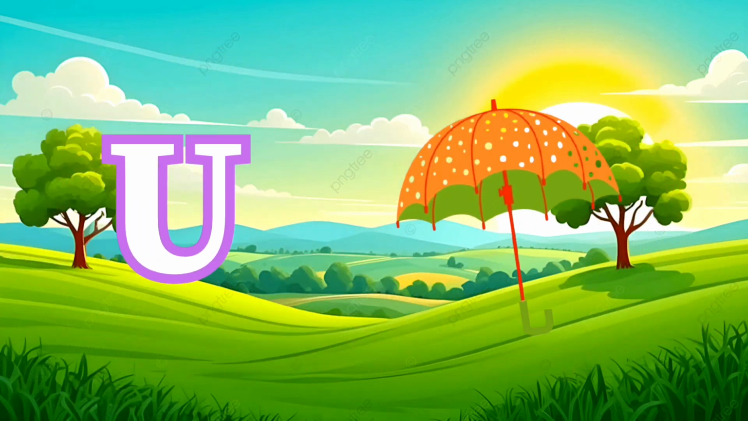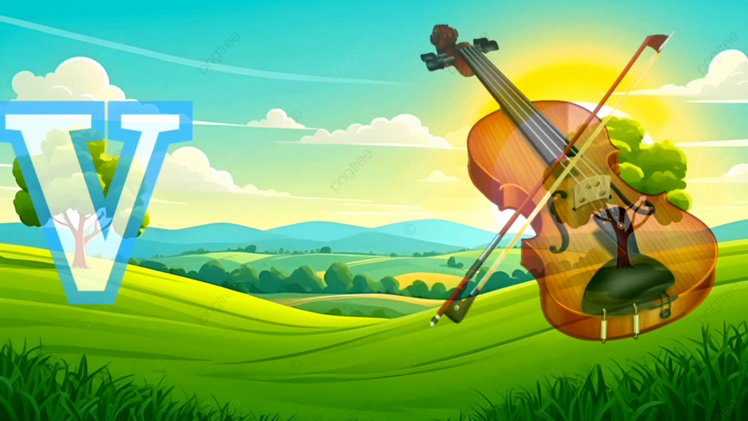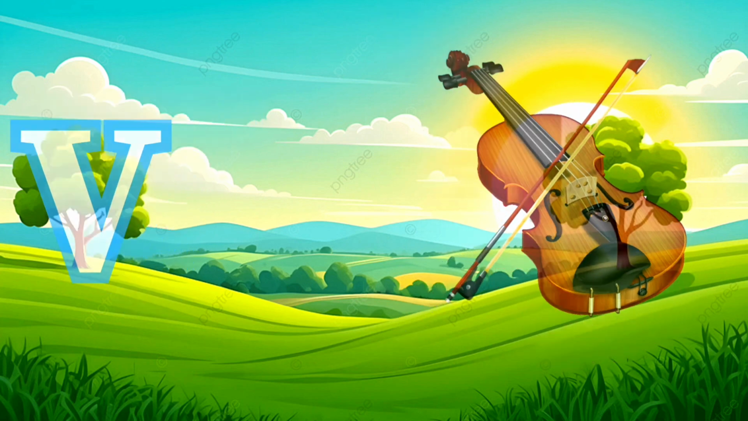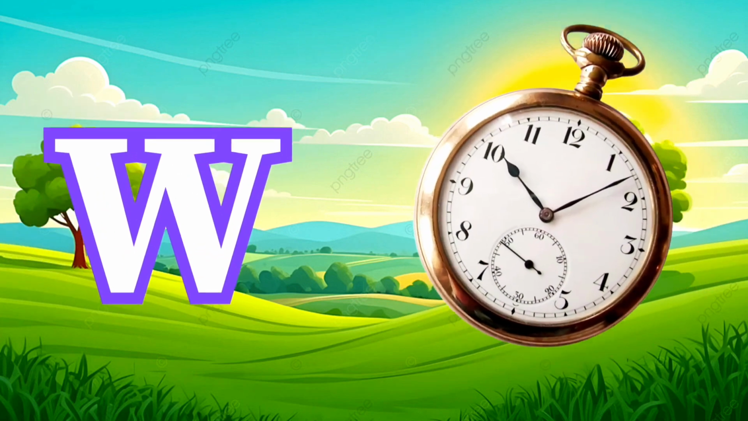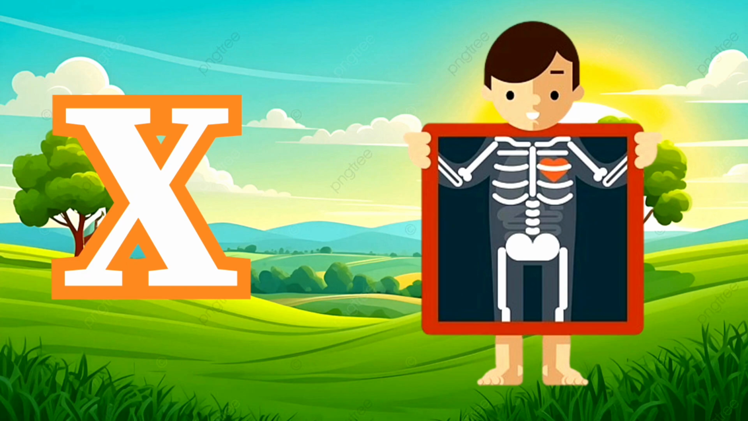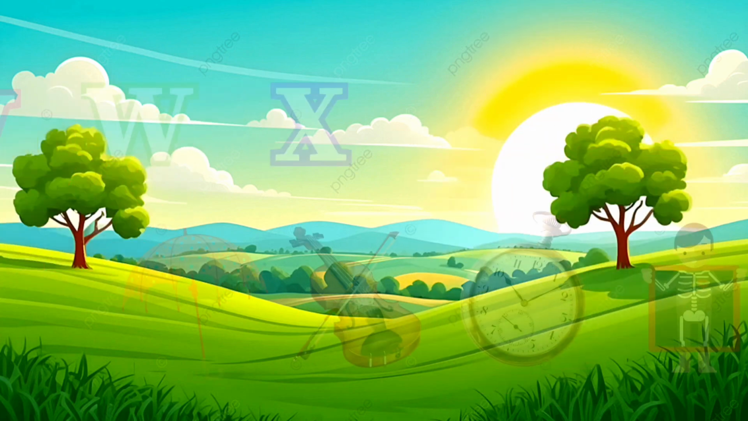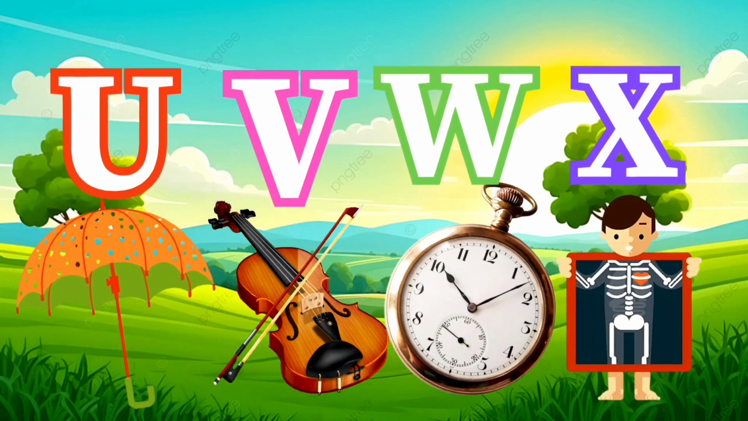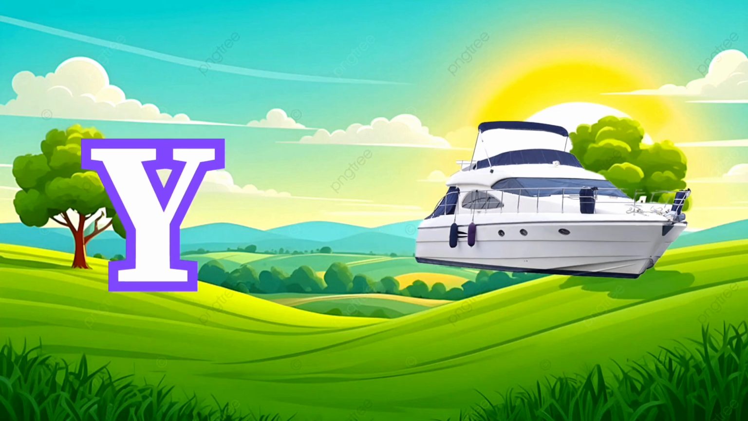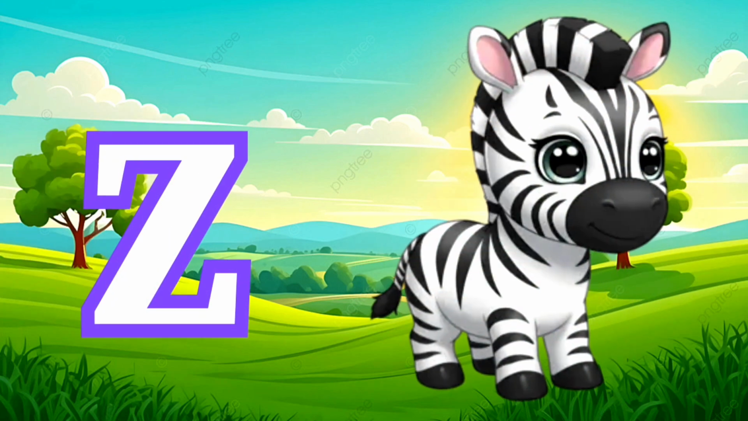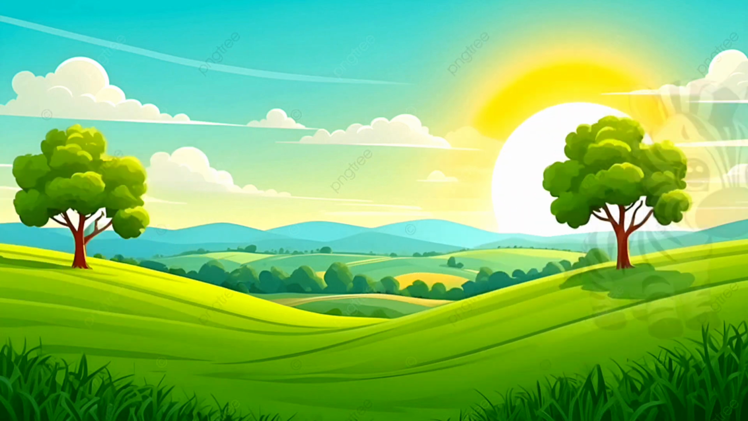U for umbrella. V for violin. W for yo-yo. W for watch. X for X-ray. Z is for zebra. Now you know your ABC. Sing again with me. Y for yacht. Z for zebra.